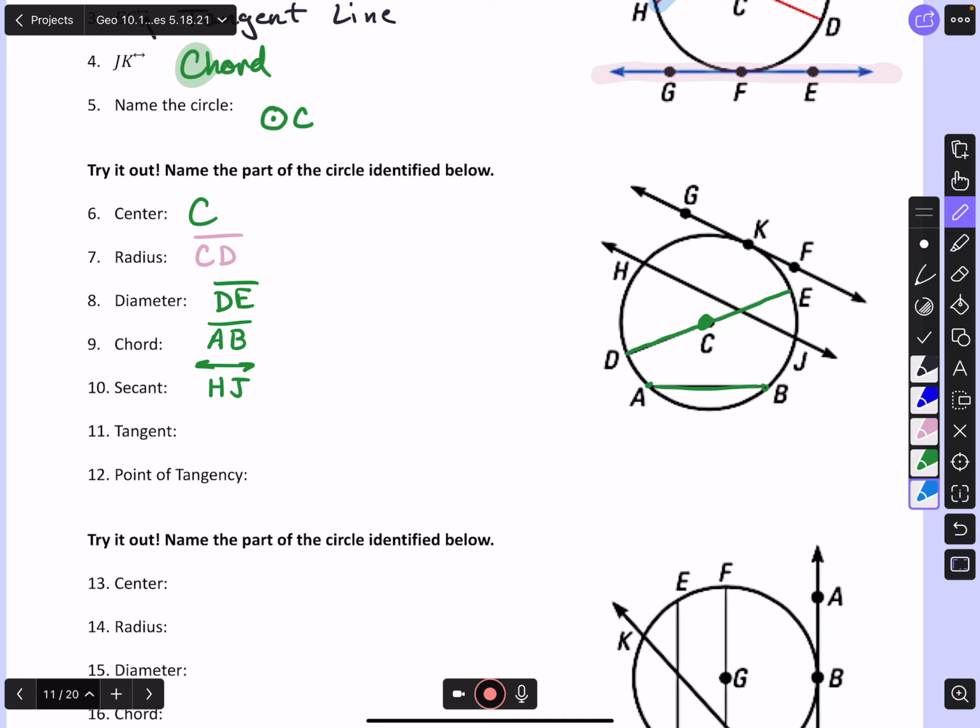Tangents. They want a tangent. That would be the tangent line. So right here, you can go with GF or KF or FG, FK. Just 2 points that are on the line. Remember, 2 points define a line. I'm going to take the outside ones, G and F, and put my line symbol over it. Point of tangency. We already found the tangent line, so the point of tangency is where it just touches it. And we'll just name that with a single letter.